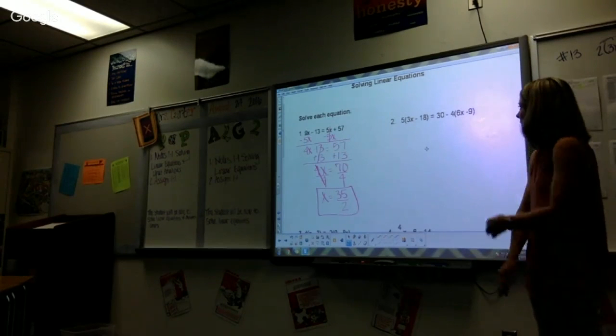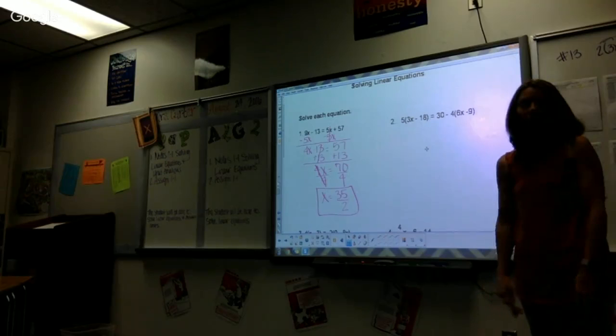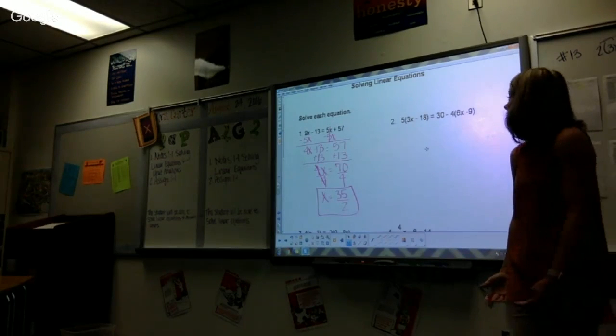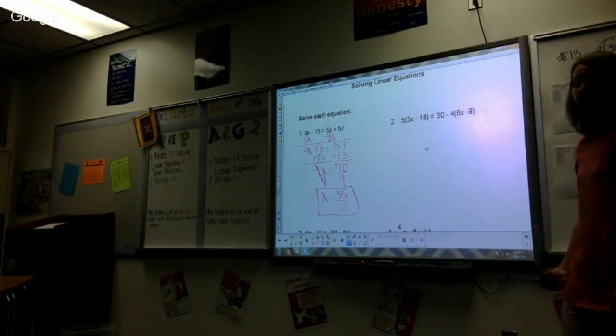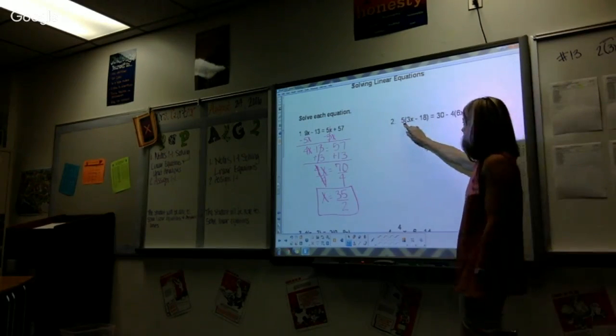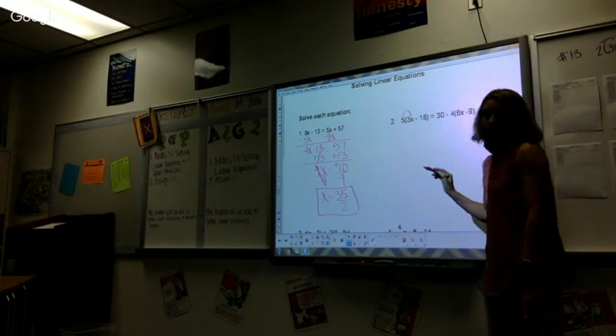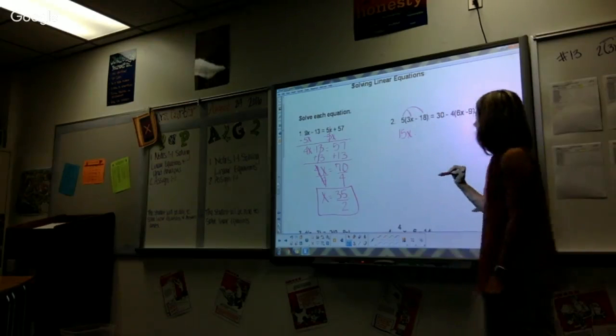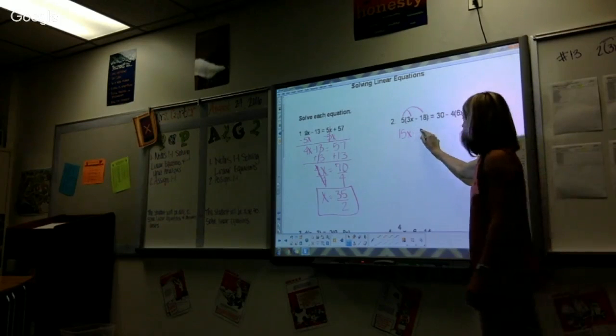So number 2, notice that we have parentheses. We need to get rid of those parentheses in order to find what x equals. So in order to do that, we're going to have to distribute. So using the distributive property, which means we'll multiply 5 times 3x, which would be 15x. 5 times a negative 18, which would give us a negative 90.